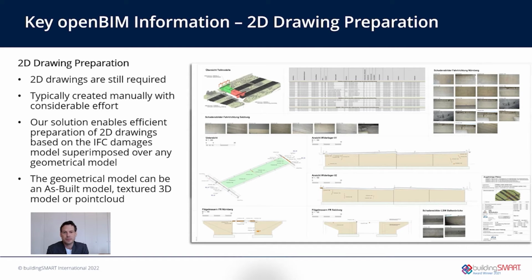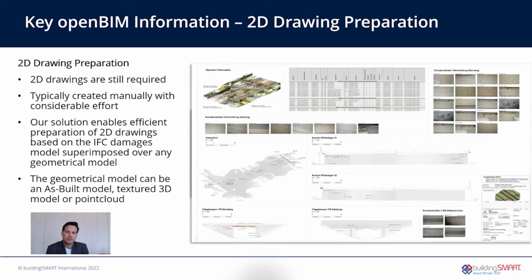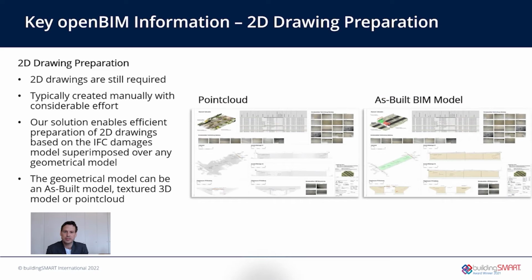And what's more, the geometrical model can be either an as-built BIM model, a textured 3D model, or simply just a point cloud. And to demonstrate this, I'll now hide the BIM model in this example here. And so now we're only looking at the point cloud and our automatically generated IFC4 structural inspection model. And now if we're to view the two side by side, we see that even without a complete as-built BIM model in the background, our technology enables the efficient production of a high-quality 2D overview drawing.